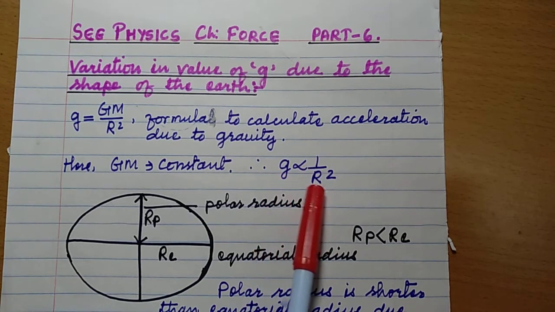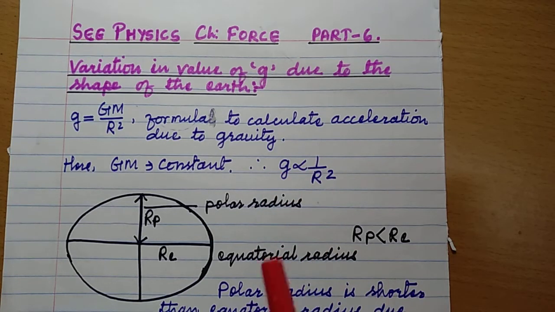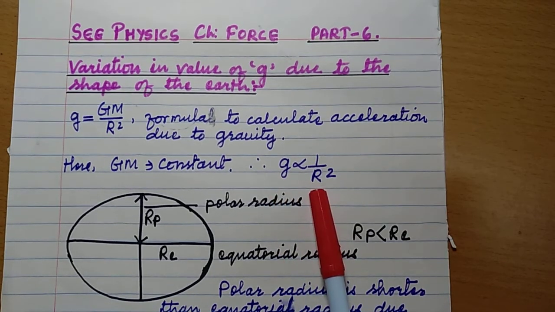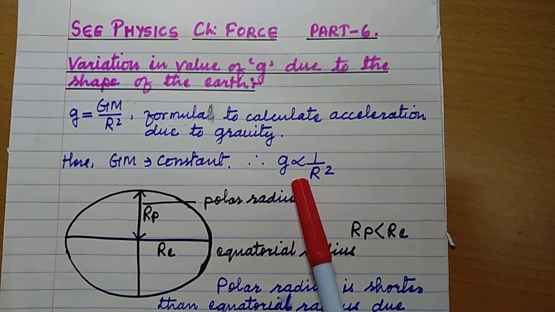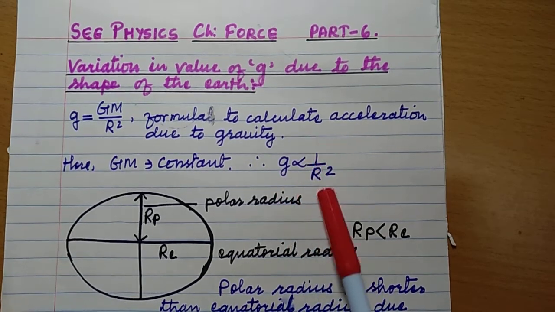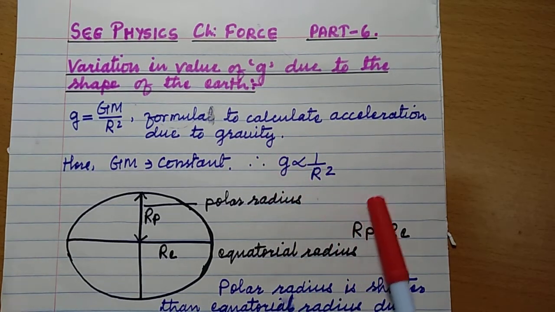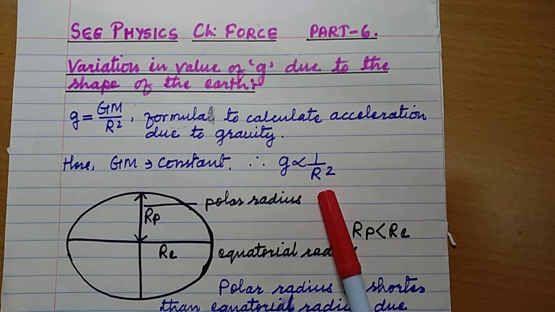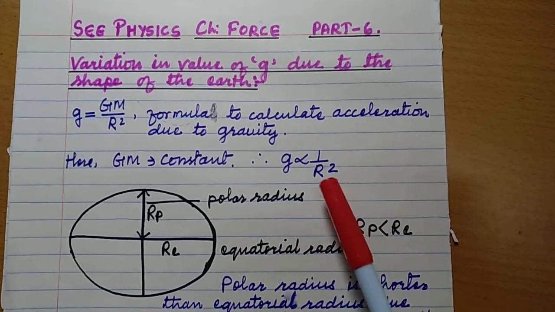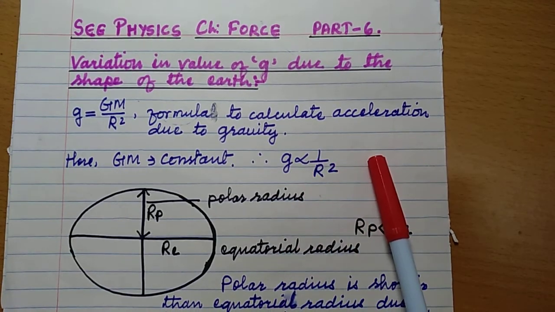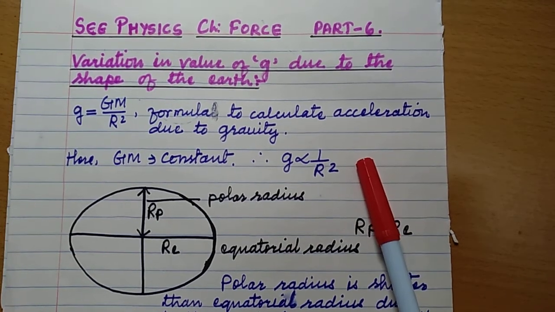So g proportional to 1 by r square. Now the value of g is inverse to radius of the earth. It means when g is big, r is small. When g is small, r is big. You can see an inverse relation from this formula, g proportional to 1 by r square. There is an inverse relation of acceleration due to gravity with radius. That is why we say variation in value of g due to the shape of the earth. Now radius is directly related with the shape of the earth. Shape of the earth means radius can be of different length.